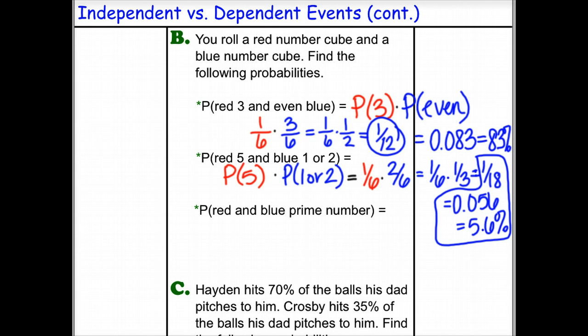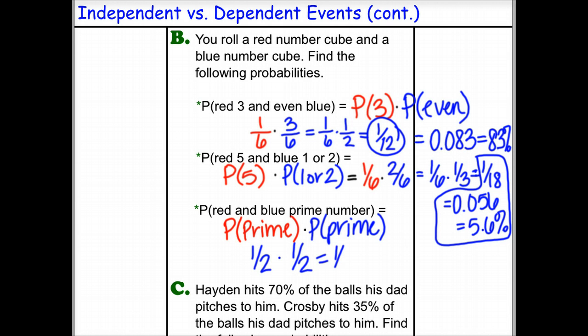The final one is the probability of red and blue both being prime numbers. That means we want the probability of a prime on red times the probability of a prime on blue. Well, the prime numbers from 1 to 6 are 2, 3, 5. So that's 1/2 times 1/2, which equals 1/4, which, as we know, is 0.25, which is 25%. Hope you did well.